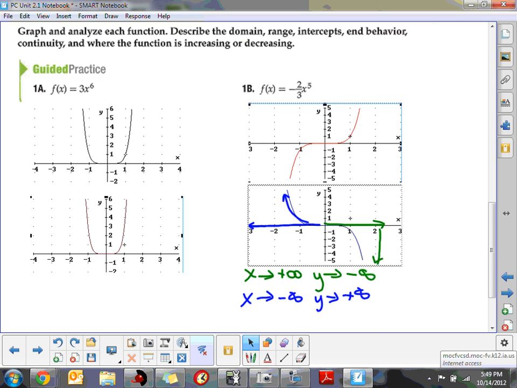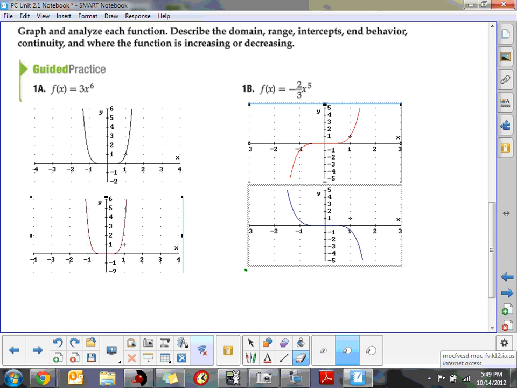Continuity. There are no breaks, there are no gaps. So no jump discontinuity. This graph is continuous over the entire set, so all real numbers. So for continuity, it's going to be from -infinity to infinity.